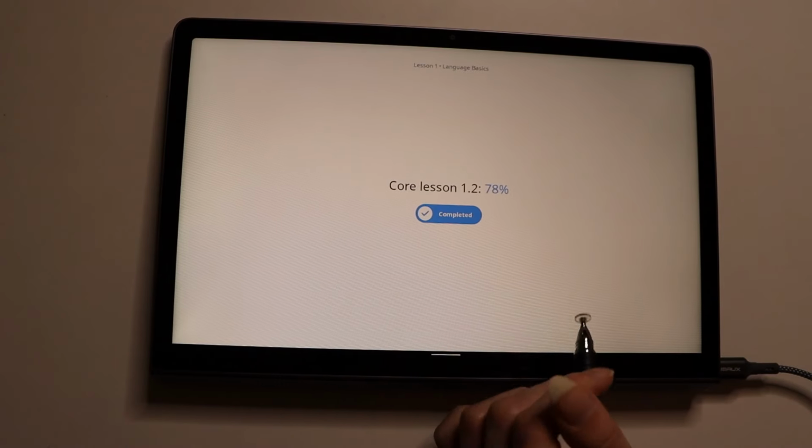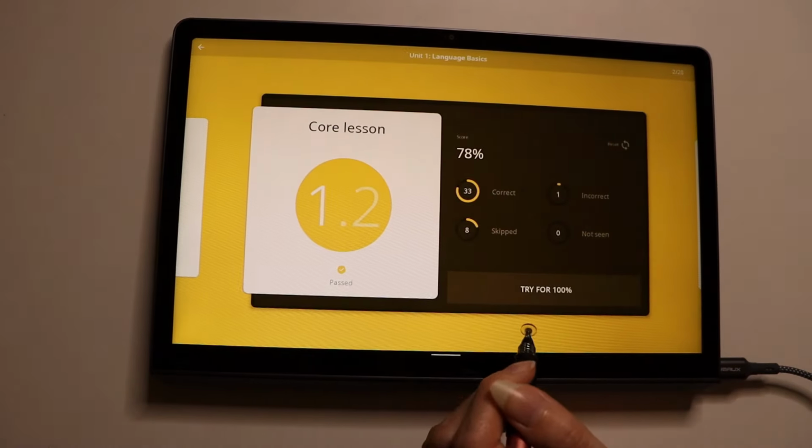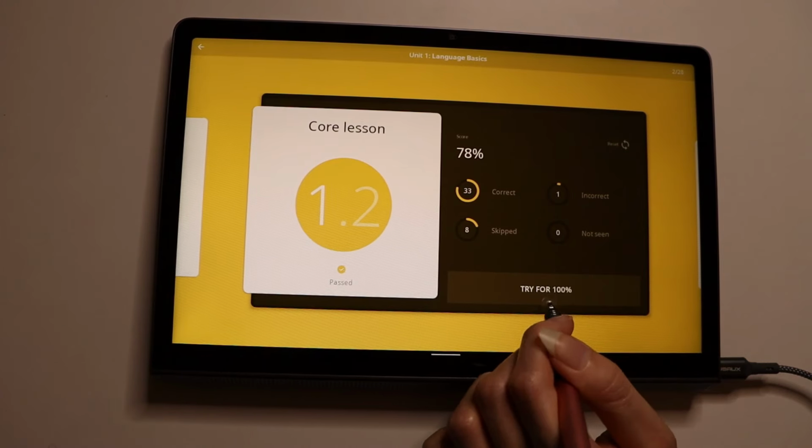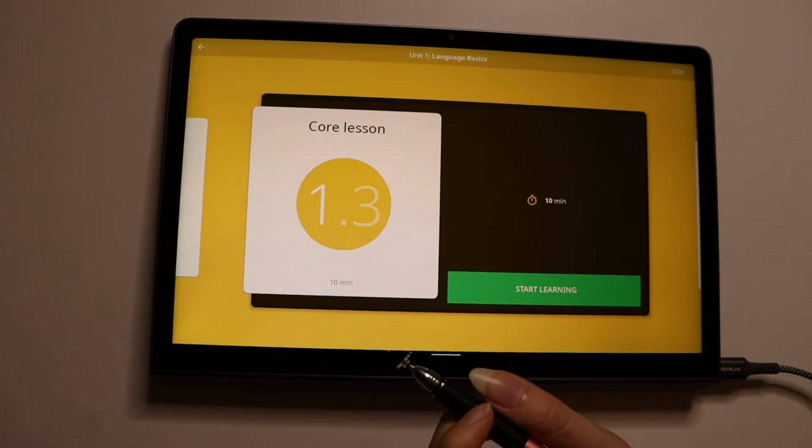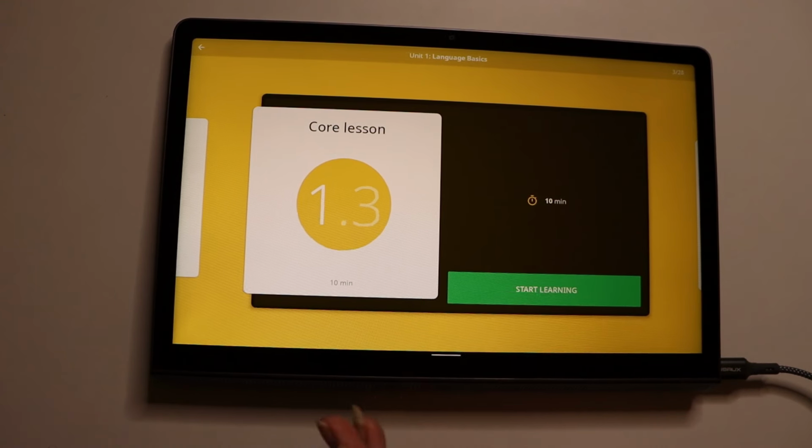Okay, I just repeated it and I didn't understand anything. All right. Now shall we do the last lesson? Then I'm probably going to fail entirely. We will see.